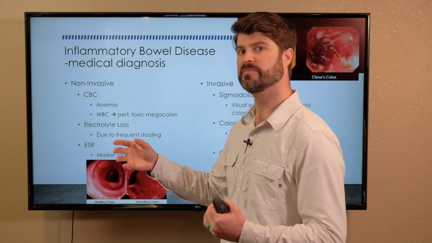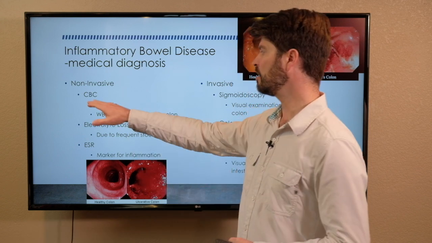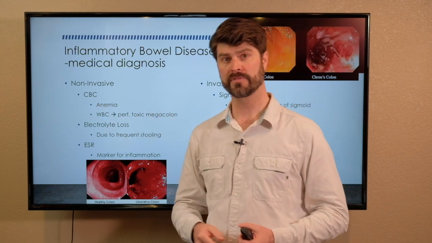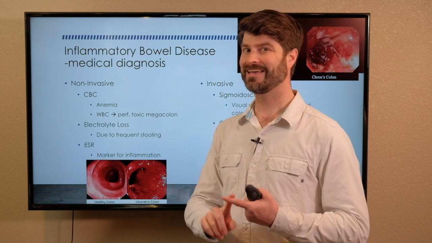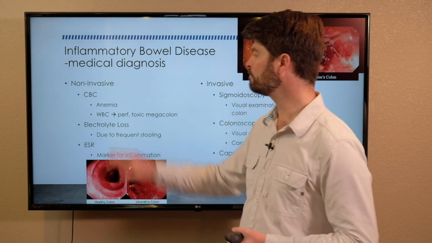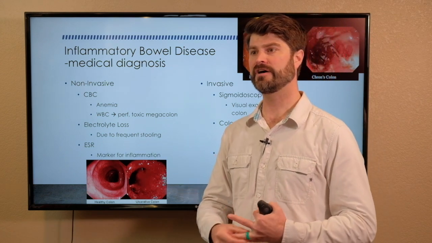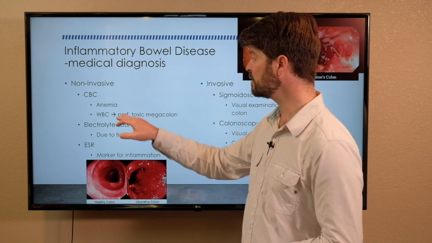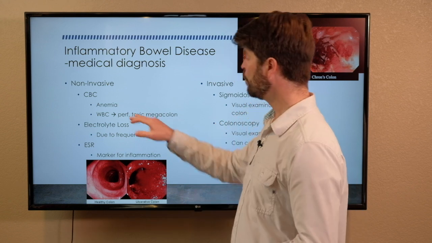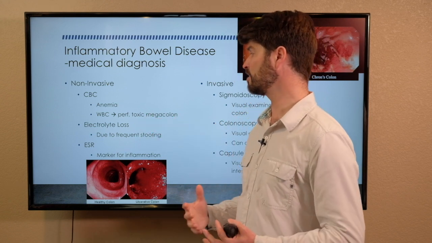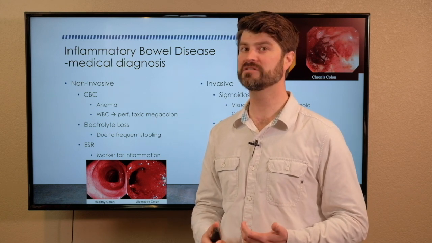But some of the objective measures, some of the data we're going to collect to show that this is an active disease process, our CBC will show things like anemia. Patients will become anemic because of the inflammation associated with the disease and the autoimmune component as well. White blood cells are going to be elevated, especially if they have some of the complications of these diseases, such as perforation, meaning there's a rupture or a tear in the bowel, or this life-threatening complication, which is called toxic megacolon. And that's exactly what it sounds like.